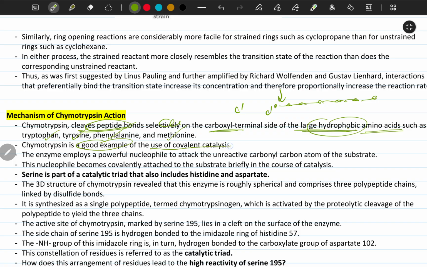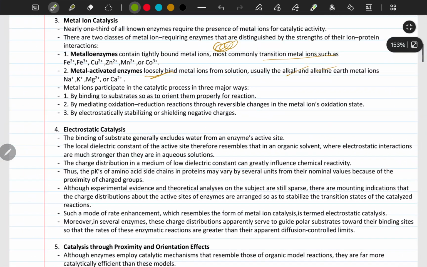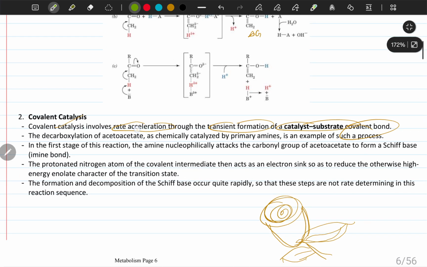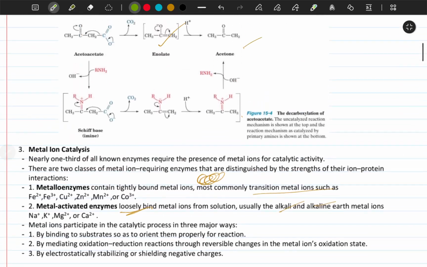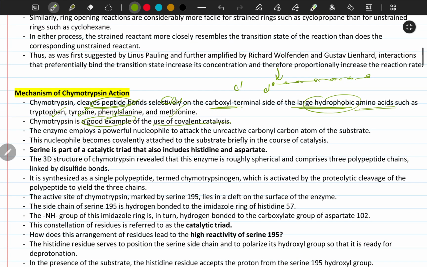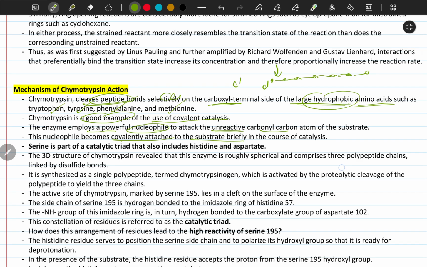Chymotrypsin is a good example for the use of covalent catalysis that we studied. What is happening in covalent catalysis? It increases the rate of acceleration through transient formation of catalyst-substrate covalent bonds. We are using covalent bonds here. The enzyme employs a powerful nucleophile to attack the unreactive carbonyl group atoms of the substrate. This nucleophile becomes covalently attached to the substrate briefly in the course of catalysis.